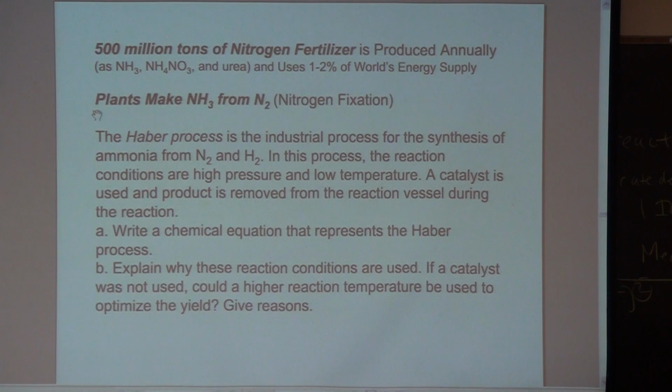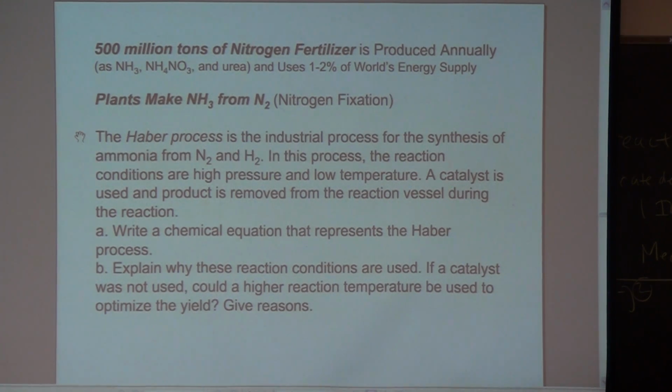Now it turns out that if you can do this, you're going to get your name in a lot of books. If you can figure out a cheap way to make ammonia from nitrogen, do this nitrogen fixation reaction like plants can do, you can probably retire early and sail around the world with boats. Do that kind of thing.